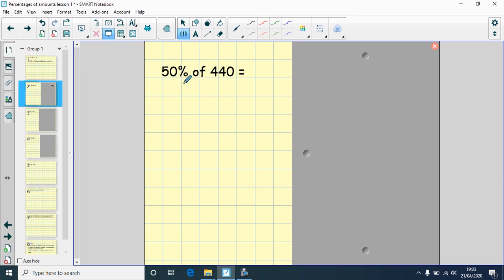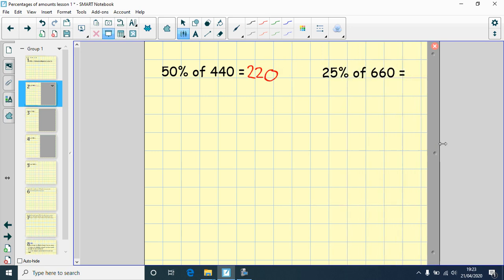50% of 440. Now I know 50% means half, or divided by 2. So I'm just going to half this number, or divide it by 2. How many 2s are in this number? So half 400 would be 200, and half 40 would be 20. So 50% of 440 is 220. Let's have a look at the next one.